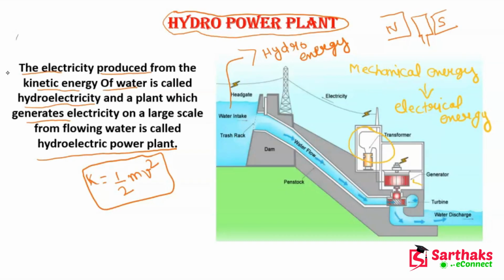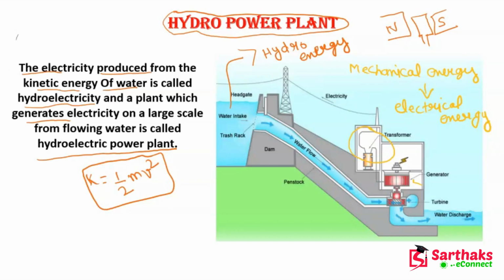But in a motor, the principle is just different. In a motor, we give electrical energy and it converts electrical energy into mechanical energy. But in a generator, mechanical energy is converted into electrical energy. We have all discussed this in the earlier chapters. So this is how a hydropower plant works. I hope everything is clear to you.